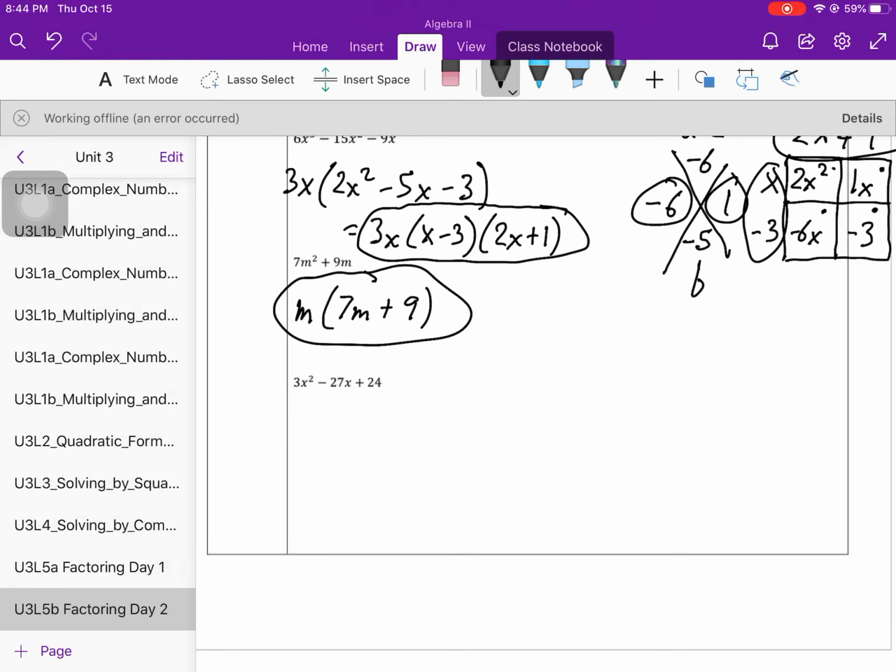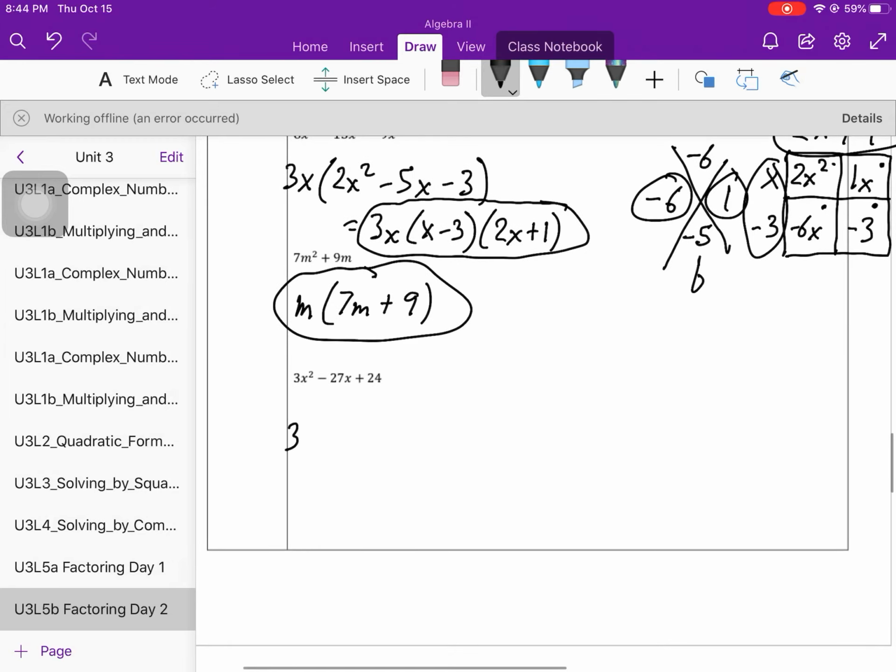Okay, on to the last one here. So 3x squared minus 27x plus 24. We can only factor out a number, which would be 3. 3 goes into all of those. Can't take out any variables because the last term doesn't have an x. So then we get x squared. Negative 27 divided by 3 is negative 9. We still have the x next to it. And then 24 divided by 3 is 8.